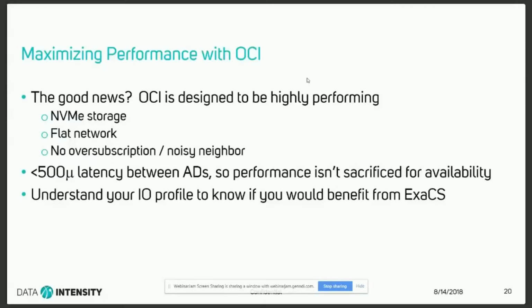From a performance perspective, there's not a lot to talk about because OCI is one of the highest performing public clouds out there. NVMe storage, flash storage, having a flat network, no oversubscription, no noisy neighbor syndrome, the fact that there's less than 500 microsecond latency between availability domains, performance isn't sacrificed for availability.